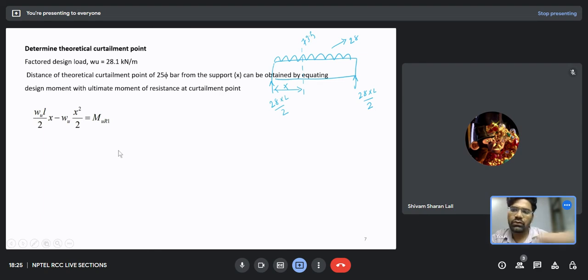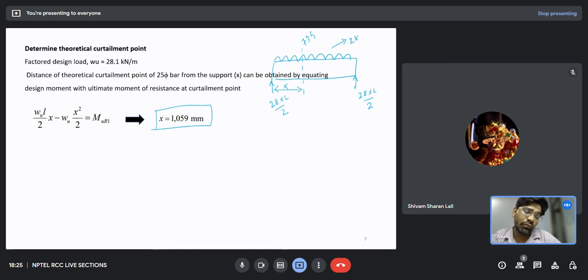Okay, so you can see it here. WLX by 2, that is this into X minus this UDL, should be equal to 73.5. That is what is being written over here. So at this X distance I can cut my middle bar. That is, I can provide the theoretical curtailment point. So that X value comes out to be 1059 mm. Okay, I hope you are getting this.